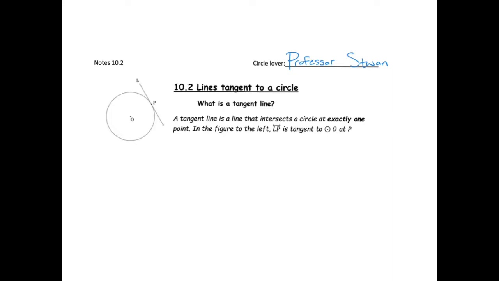Alrighty guys, real quick I'm going to go through our notes and talk to you about tangent lines. We've already kind of talked about them in the little introduction, but I just thought I'd kind of read your notes out loud and help you make sense of them. So what the heck is a tangent line? Well, LP over here is a tangent line. It's tangent because it touches the circle O at exactly one point, point P, which we call the point of tangency.